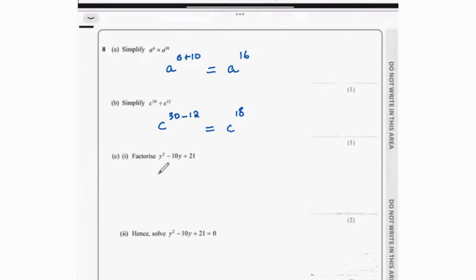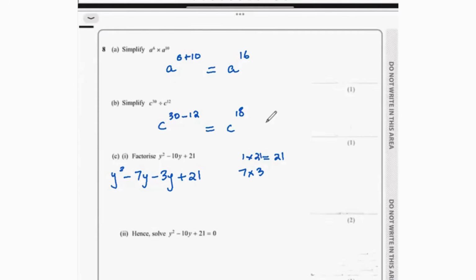Then factorize y squared minus 10y plus 21. To factorize this, you can either use the quadratic formula or split the middle term. When you split the middle term, the coefficient of y squared gets multiplied with the constant, which is going to give us 21. Then we find the factors of 21, which are 7 and 3. Now we have to replace the middle term with these factors. We know 7 plus 3 is also 10. So that means we can rewrite the equation as y squared minus 7y minus 3y plus 21.